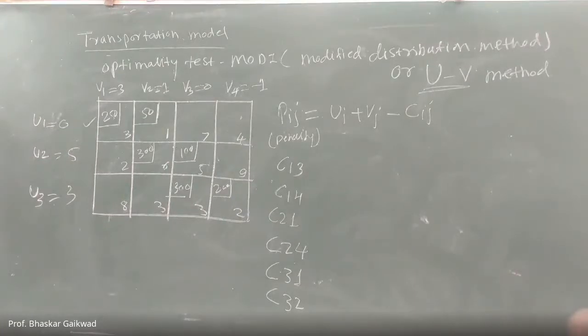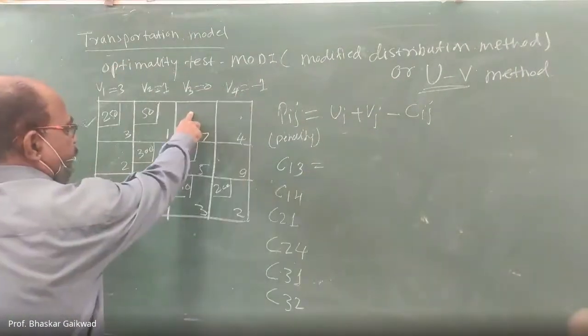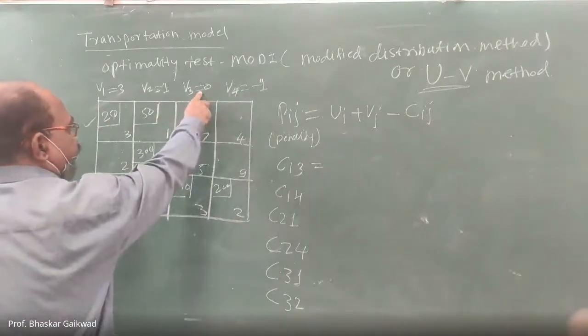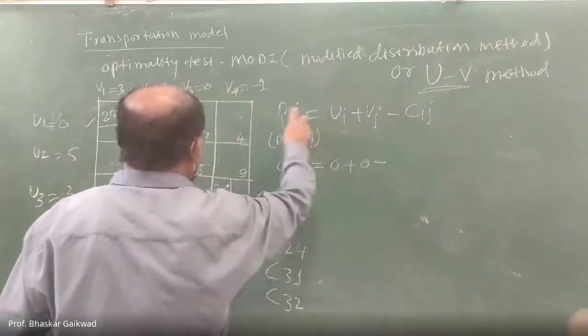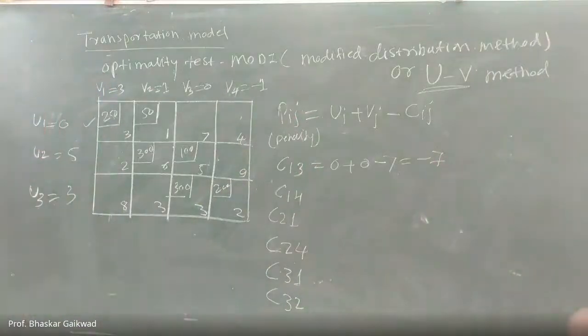And put these values in the above equation. Above equation means penalty Pij is equal to Ui plus Vj minus Cij. Okay. Now let us consider the first one, this one, 1, 3. What is U here? 0. And what is V here? This is 0. 0 plus 0 minus what is here? 7. So here it is minus 7. Correct.